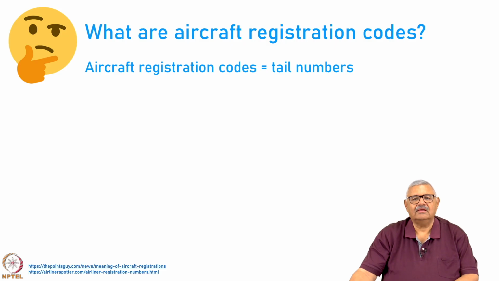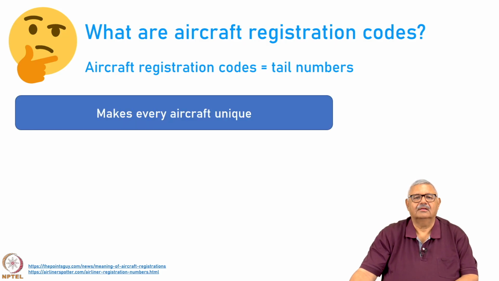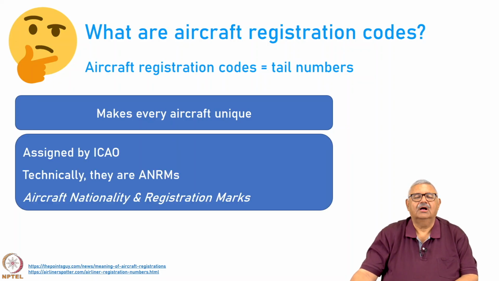We also call them tail numbers. With a particular tail number assigned to an aircraft, it becomes unique. So every aircraft has a unique tail number. This is also a requirement which has been mandated by the International Civil Aviation Organization.